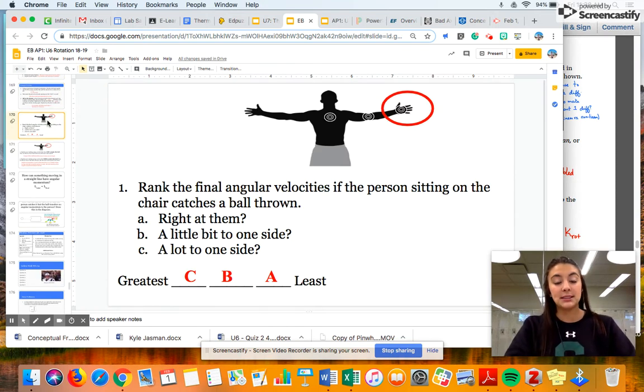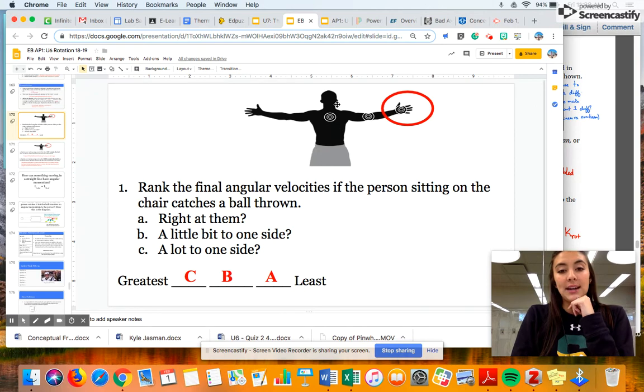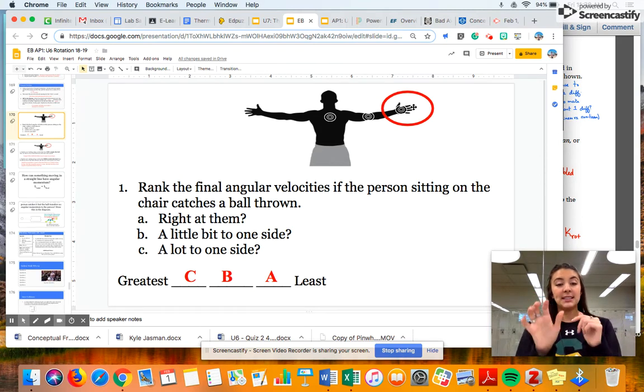So we're going to continue on to the next part of this, which is looking at what happens when someone is in a chair and they catch the ball. So you have three options. You can throw the ball right at them in the center, a little bit to one side, or a lot to one side. Now, if I throw the ball at you at the center, when it hits you, you're not going to move at all. You're just going to sit there, okay?